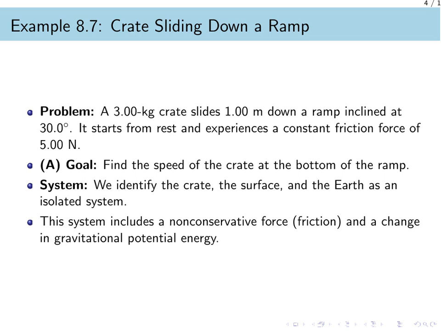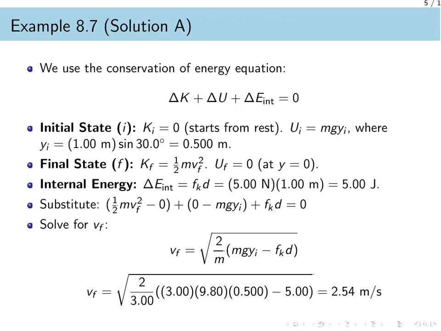To solve this, we will define our isolated system as the crate, the surface of the ramp, and the earth. This system involves both a change in gravitational potential energy and a non-conservative friction force, so we must use our full energy equation. Here's the solution for part A. We start with our conservation of energy equation. Delta K plus delta U plus delta E internal equals 0.